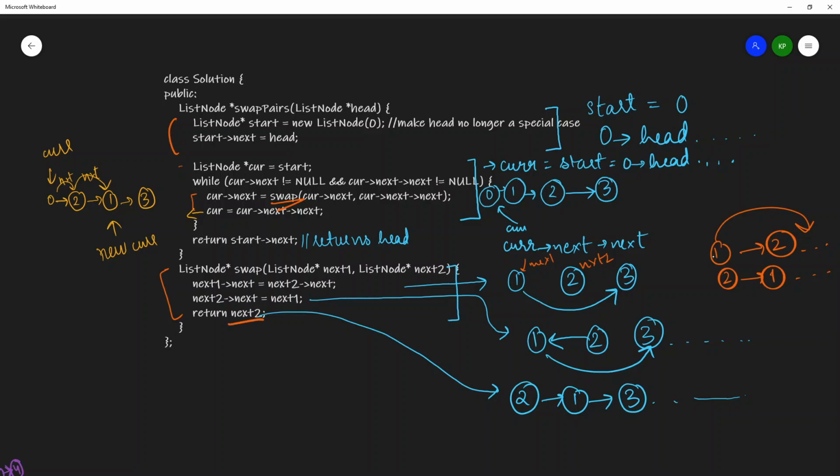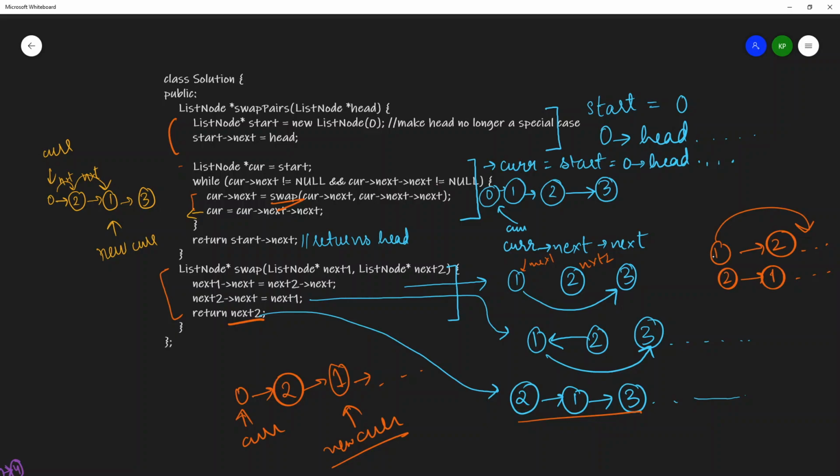And at the end, we are required to return next two. Basically, our next two would be the starting of the linked list at this particular portion, right? So that's why we are returning next two here. So in this swap function, our current next, that is 0, gets next two returned, so 2 would be there and 1 would be there, right? And then our whole other linked list would be there. And then our current was this, now our current would be this, basically the new portion that would be here. So this is what we are required to do in this particular portion of code.